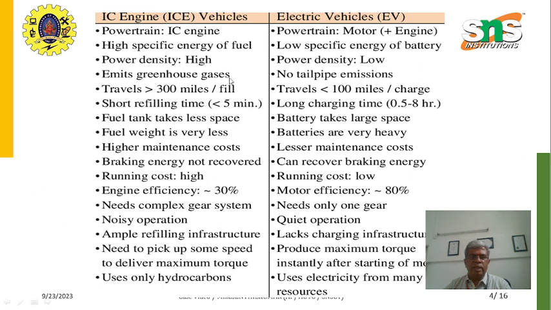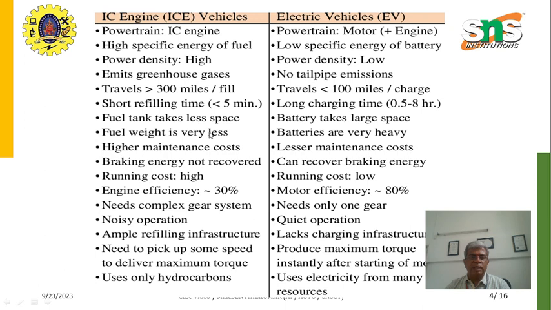The IC engine emits greenhouse gases, whereas in the electric vehicle there is no tailpipe. For filling of the tank, the IC engine goes approximately 300 miles, whereas the electric vehicle per full charge travels a maximum of 100 to 200 miles. The time taken for filling the fuel is less than 5 minutes, whereas the battery takes much more time for charging. Minimum half an hour, and to fully charge, it sometimes takes 8 hours.